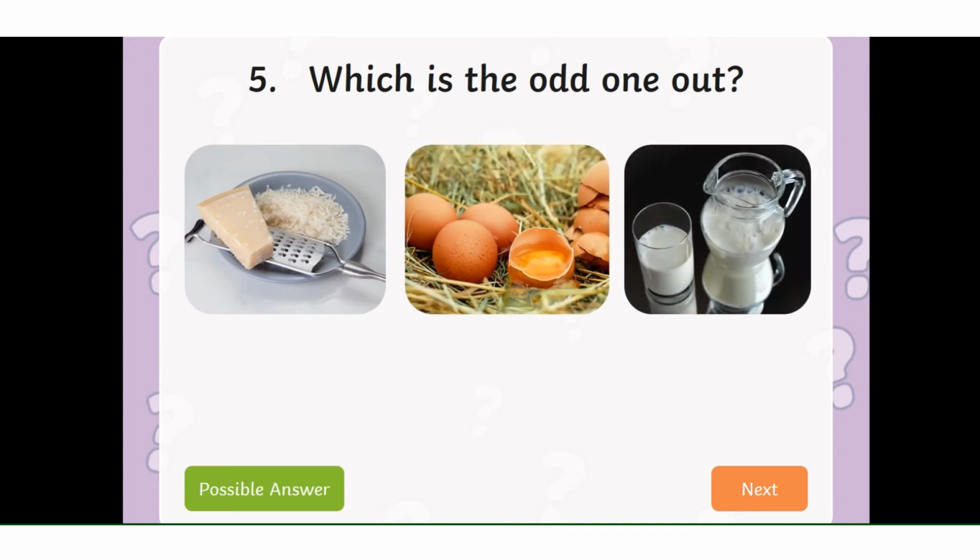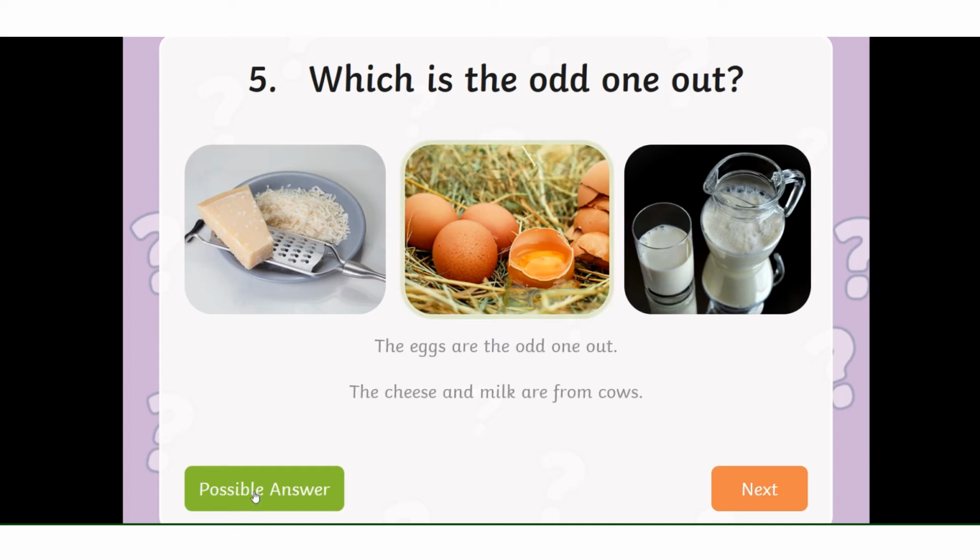Which is the odd one out? So we can see some cheese that's been grated on this plate, some eggs, and some milk. This is tricky. Which do you think it is? Which is the odd one out? The eggs are the odd one out. The cheese and the milk come from cows, but the eggs come from a chicken.